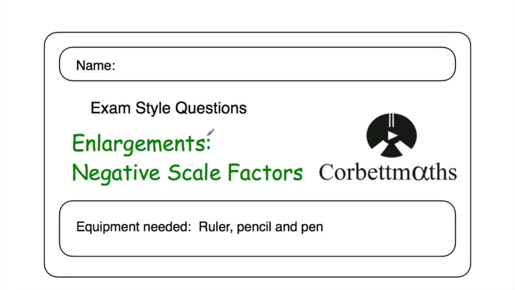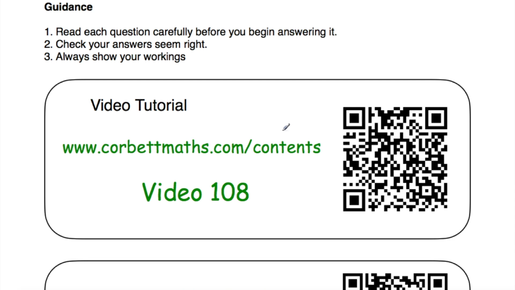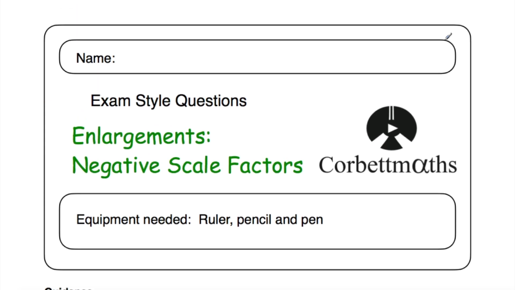In this video, we're going to look at the video solutions to the enlargements practice questions, those based on negative scale factors. If you need any extra help on dealing with negative scale factors, go to the videos and worksheets section on Corbettmaths and scroll down to video number 108, that's the video tutorial on negative scale factors. In this video, we're going to focus on the video solutions to the practice questions, so let's get started.